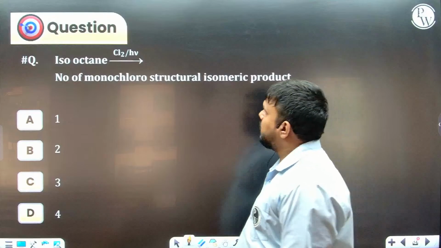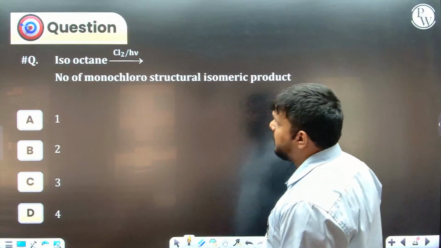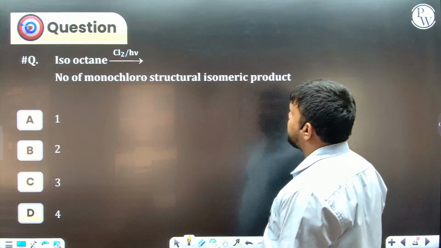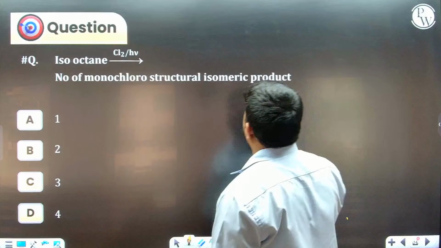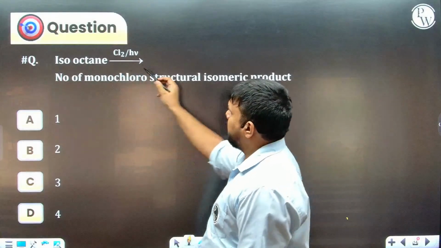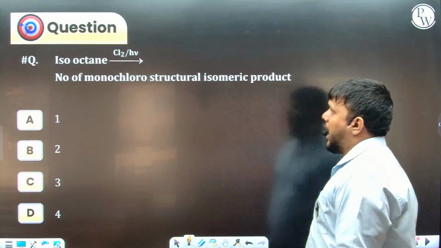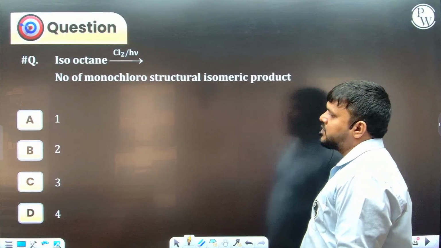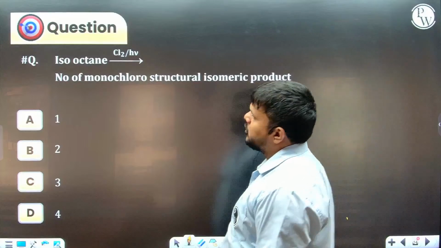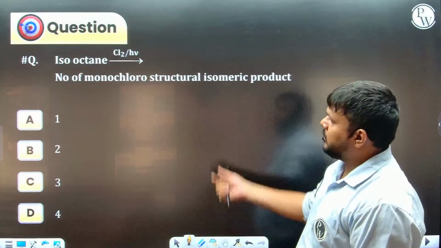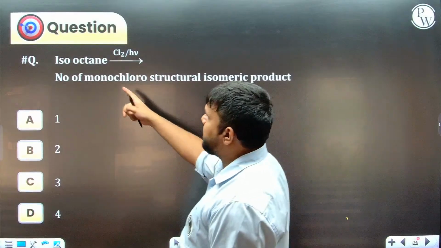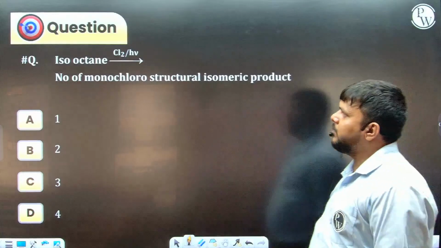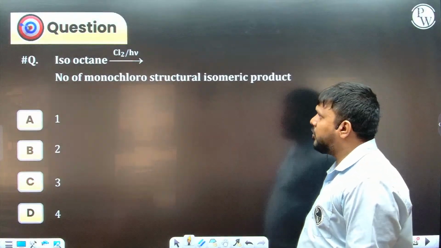Most of the students are unable to solve this question. So let us see. Number of monochloro structural isomeric products which we are getting in this reaction. They are asking us how many monochloro structural isomeric products will be obtained. So as I told you, the different positions of hydrogens which are present in this given alkane, that many monochloro structural isomeric products will be obtained.